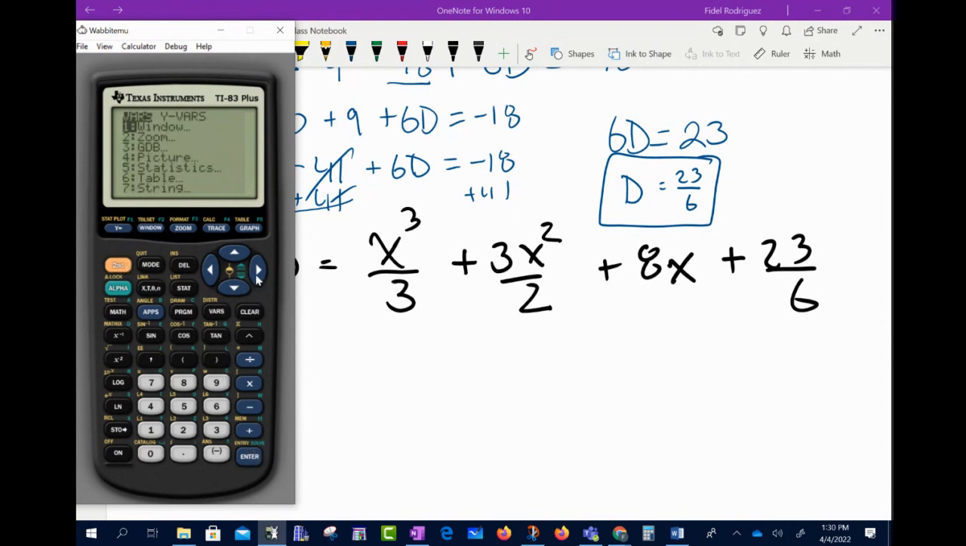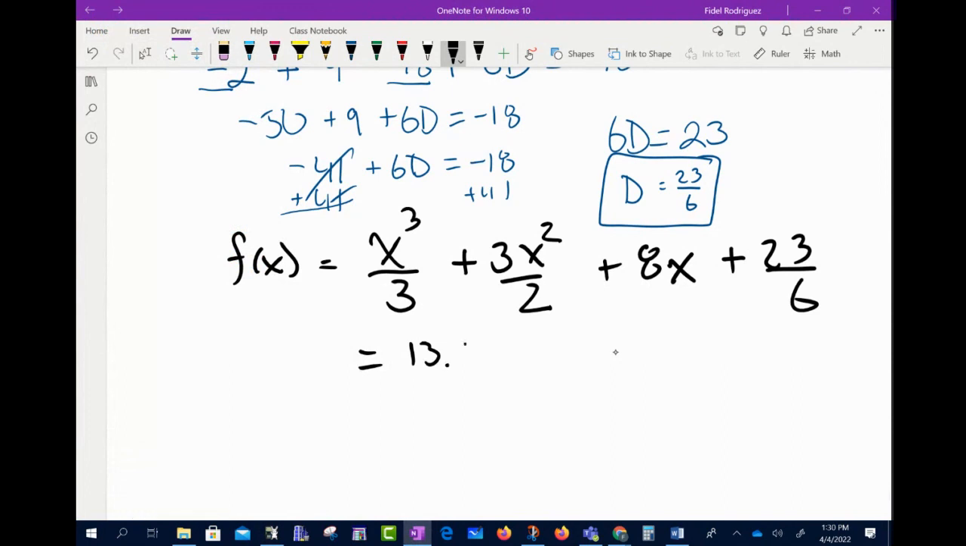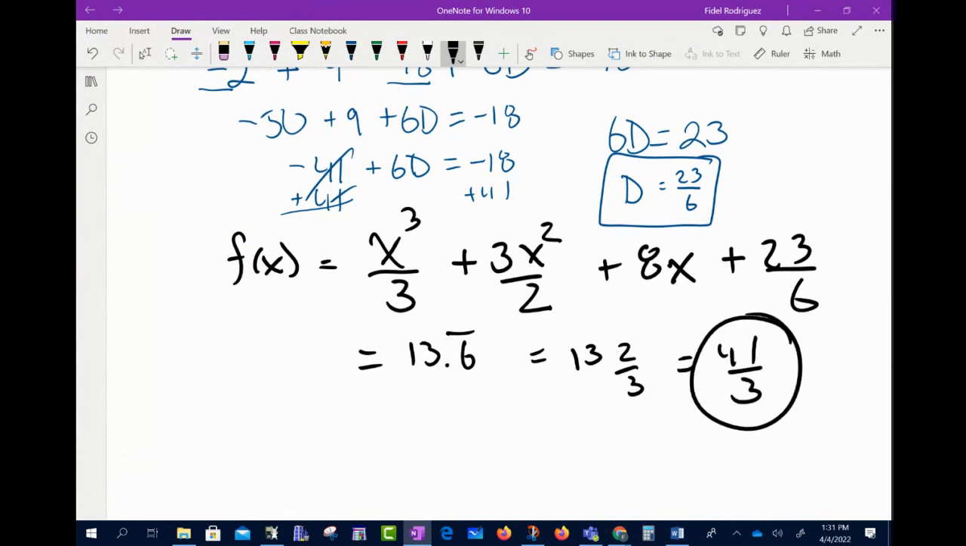I'll quit this. I'll go to my y bars, I'll go to my function. We're trying to find the value at the number 1. And I'm coming up with 13.66666, all that kind of funky stuff. So it repeats. So that would actually be 13 2/3, which is 41 over 3, right?